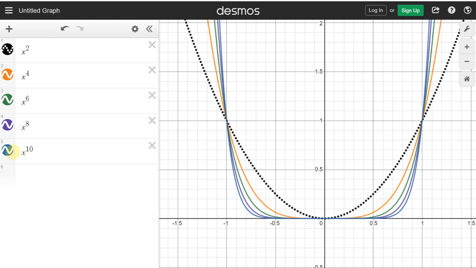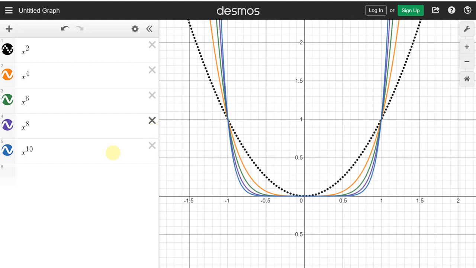If I do this one more time for x to the 10th, same thing. Here's x to the 10th, it's just a little flatter and a little narrower again. Really, all of these graphs act the same. They all kind of look like parabolas. They just get a little flatter as you go.